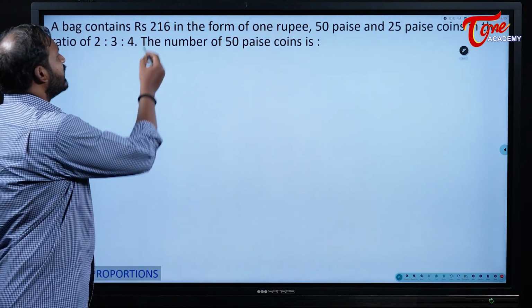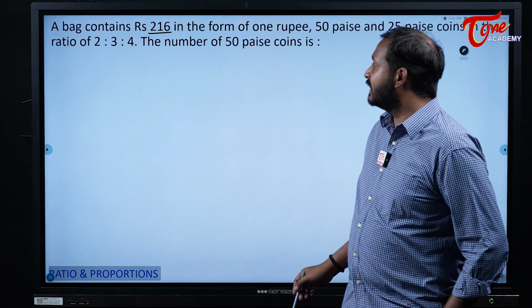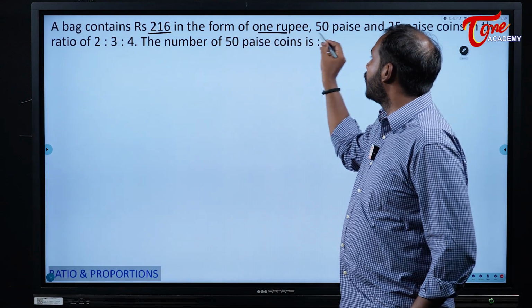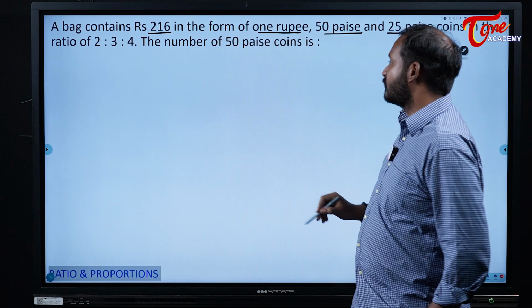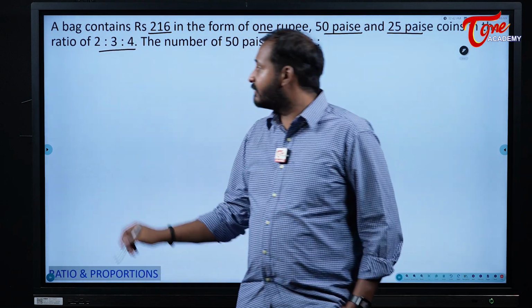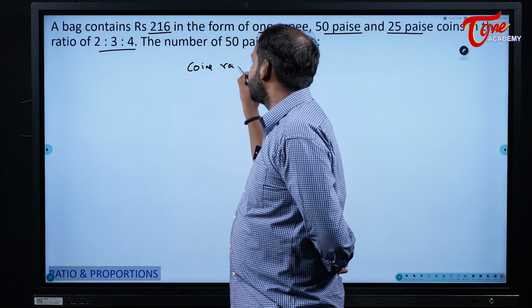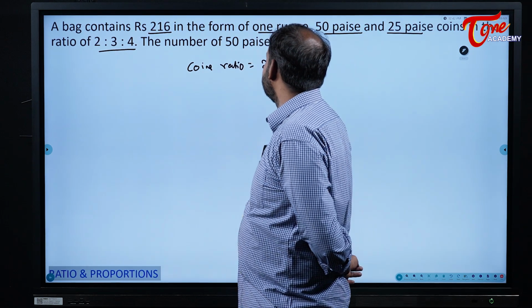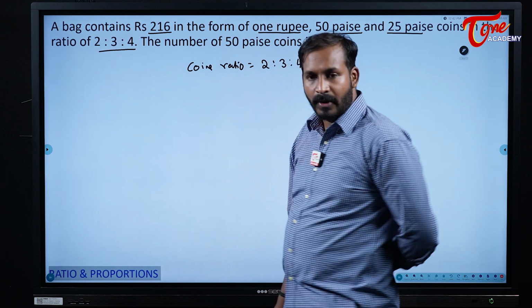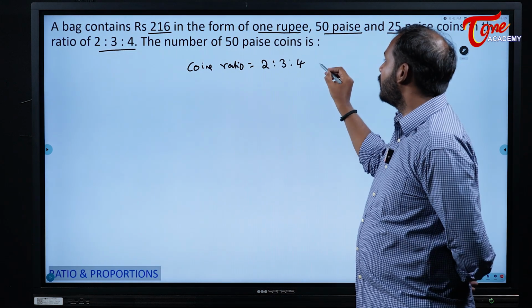See here, a bag contains 216 rupees in total, in the form of 1 rupee, 50 pies and 25 pies coins in the ratio. They have given us the coins ratio. Please see here, coins ratio is equal to 2:3:4. Good, superb.